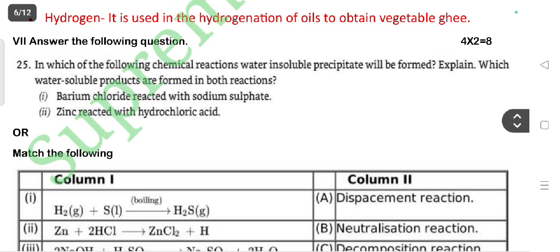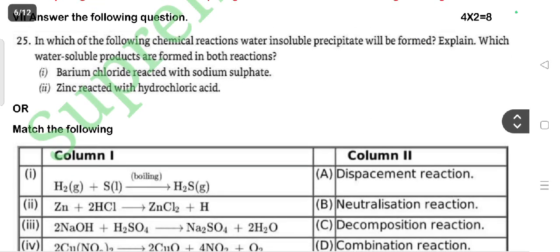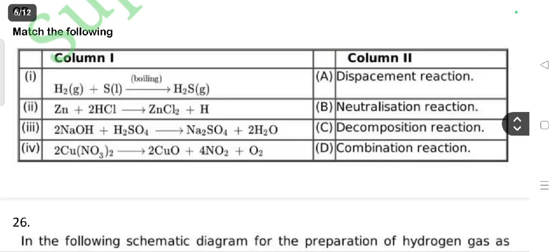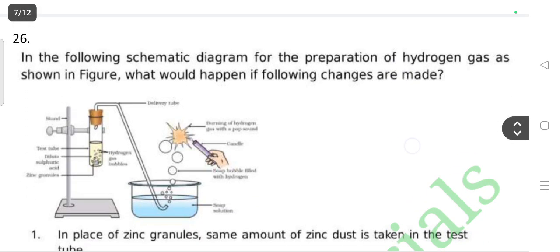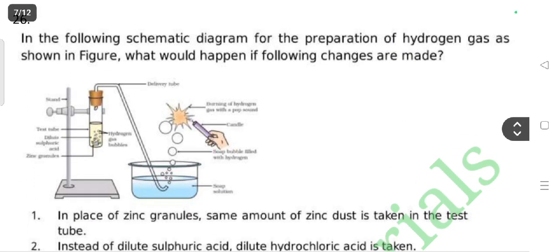Next one, next main four mark question. In which of the following chemical reactions is the water-insoluble substance formed in precipitated form? This is the question. Then our questions, match the following. Then come to question number 26. In the given figure, the following schematic diagram for the preparation of hydrogen gas is shown. What would happen if the following changes are made? So this is the diagram.